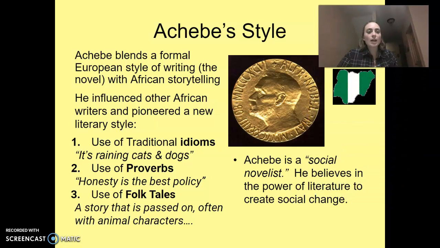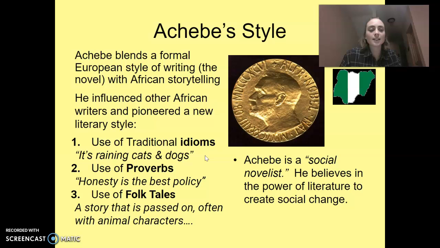So Chinua Achebe is kind of the first author to blend the formal European writing style of the novel with elements of African storytelling. He did this by using 3 important literary elements. The first is that he incorporates a lot of traditional Nigerian idioms. I gave you an example that you might be familiar with of an idiom. It's raining cats and dogs.